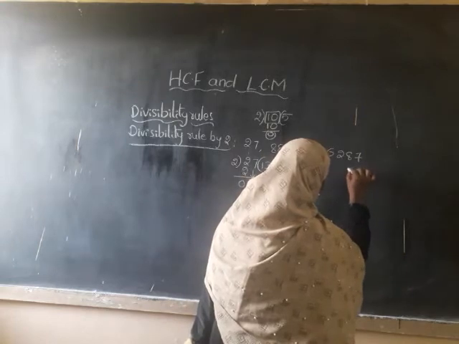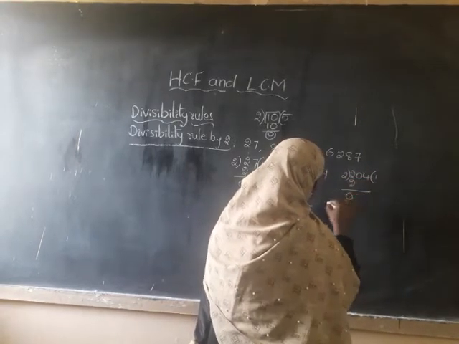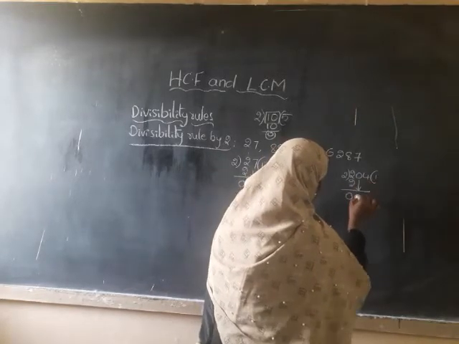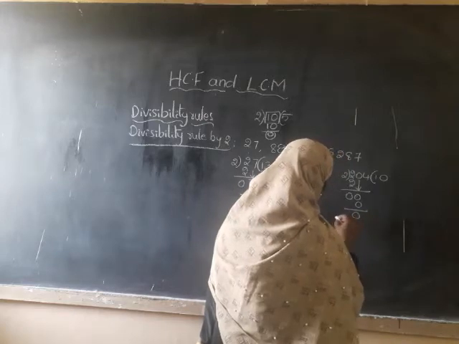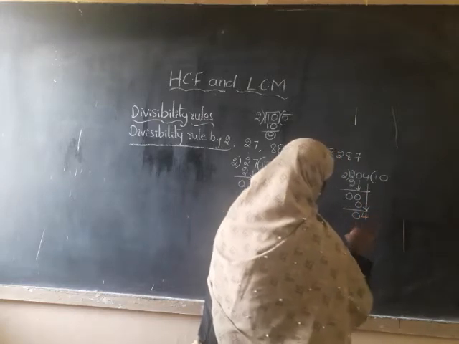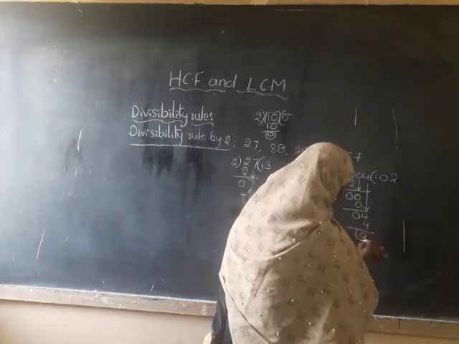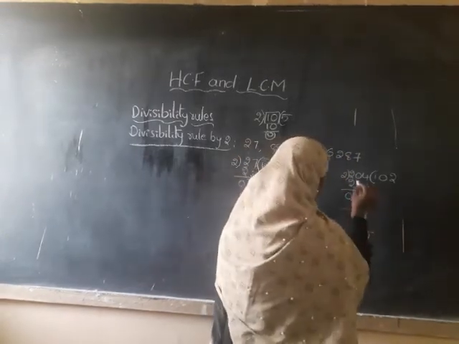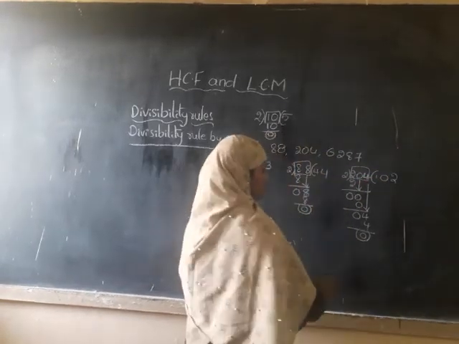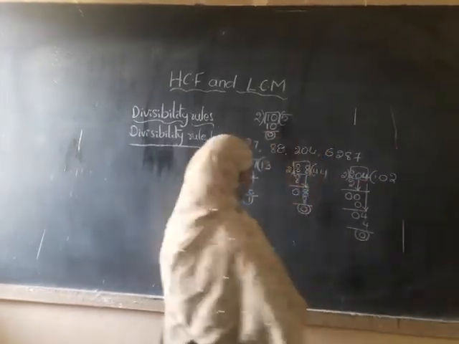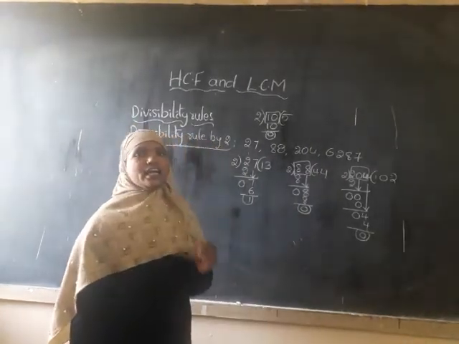204. 2 ones 2. 2 minus 2 is 0. Now take down this 0. 2 zeros 0. 0 minus 0 is 0. Now take down this 4. 2 twos 4. 4 minus 4 is 0. So this number is also a completely divisible number. Why? Because it leaves the remainder 0. So the numbers which leave the remainder 0 are called completely divisible.